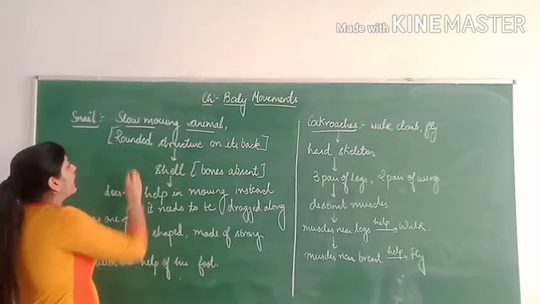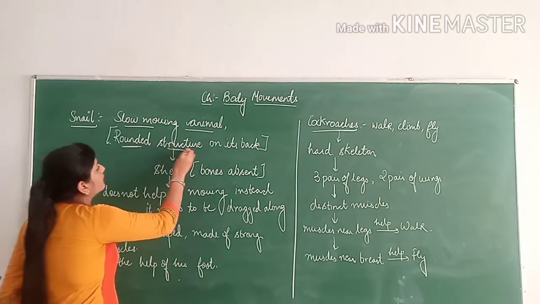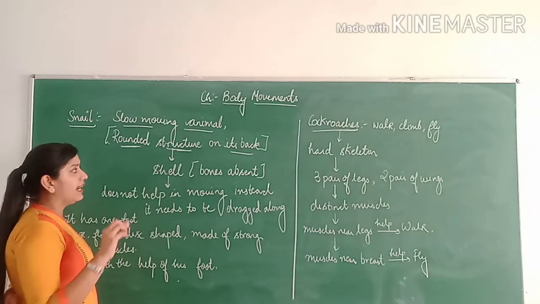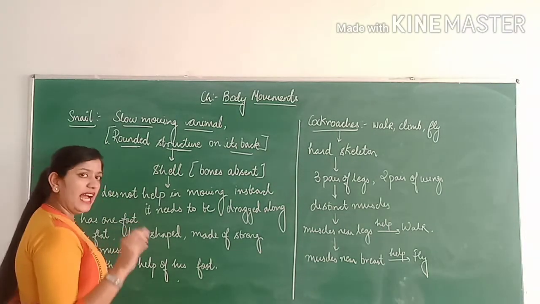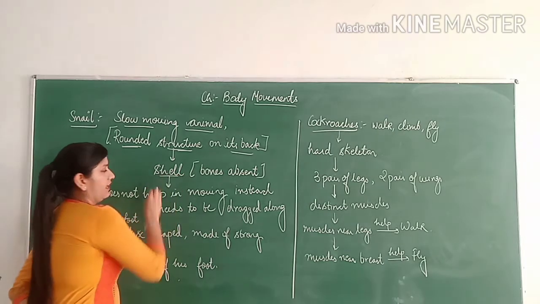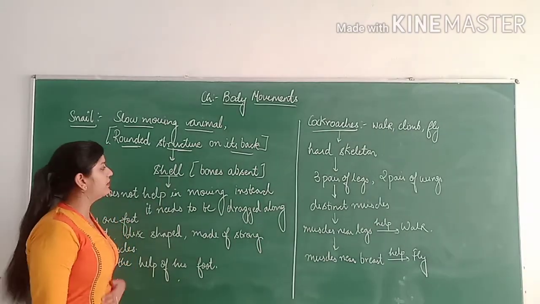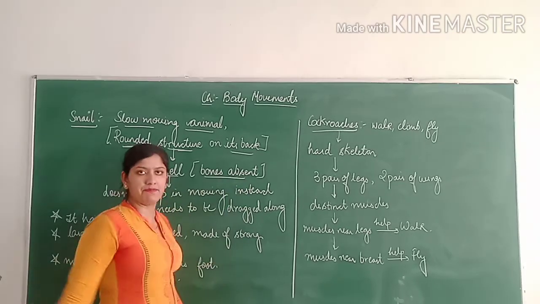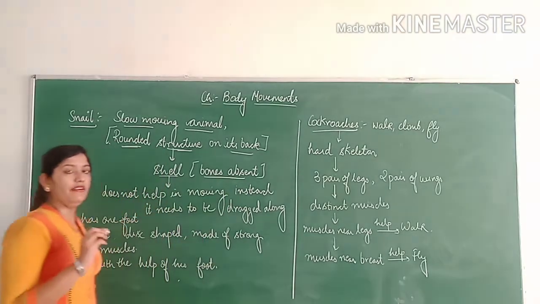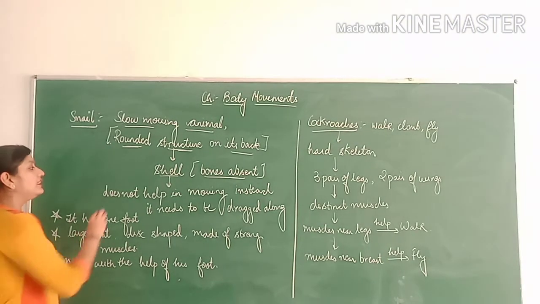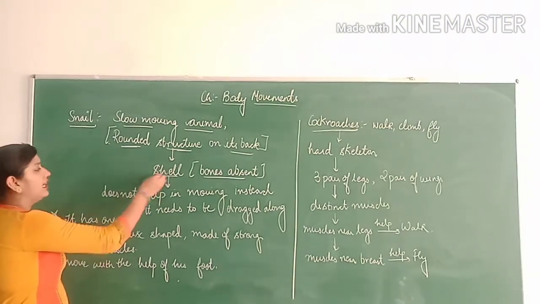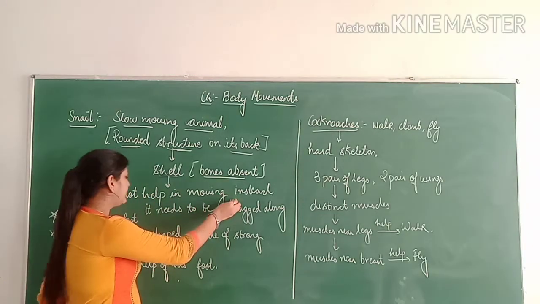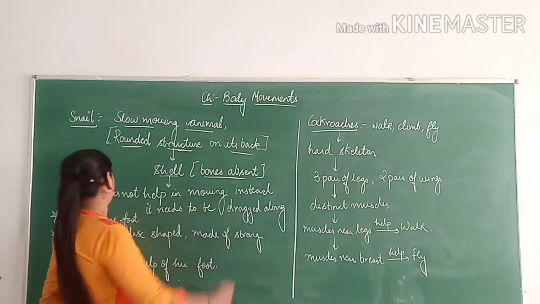Number two, it has a rounded structure on its back. You must have seen on the back of the snail's body, it has a rounded structure. That rounded structure is known as the shell. In the shell, bones are absent. This shell does not help in moving. Instead, it needs to be dragged along.